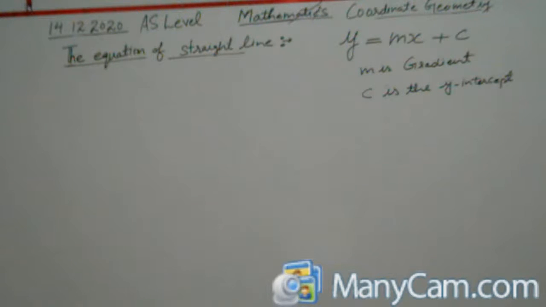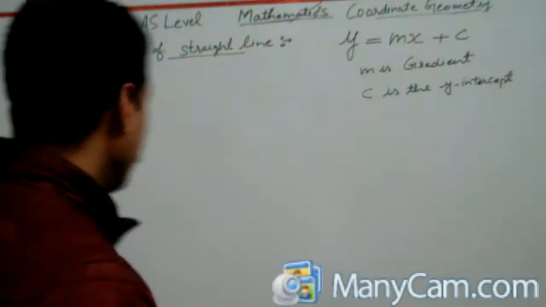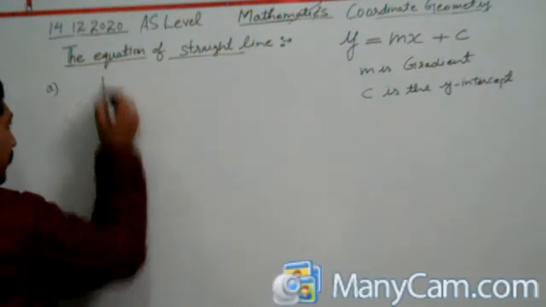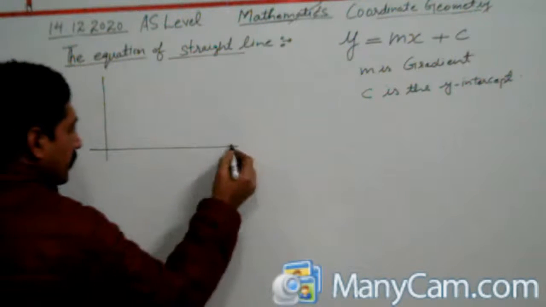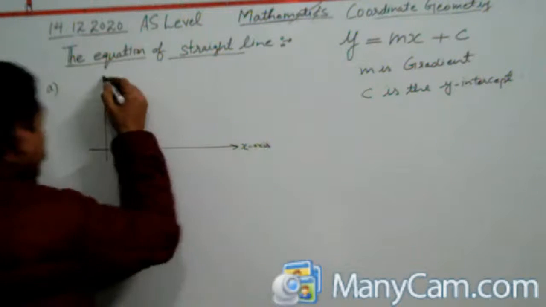Now here we have drawing a line given its equation. There are several standard forms of the equations of the line, right? So here let me discuss first when we have a line parallel to the y-axis. Here we have the x-axis and y-axis. Okay? This is your x-axis and here is the y-axis.